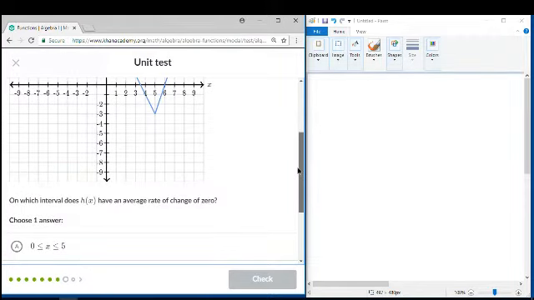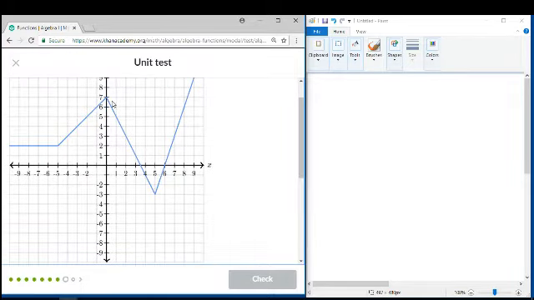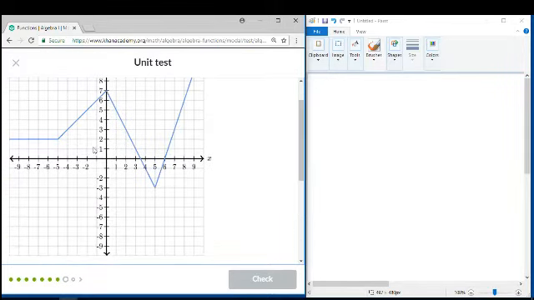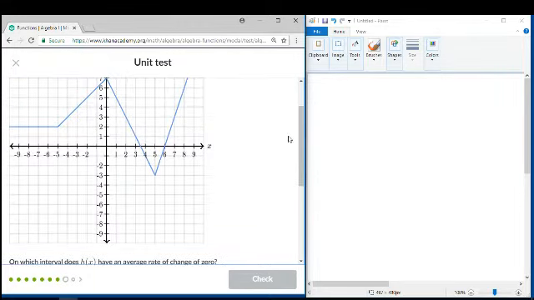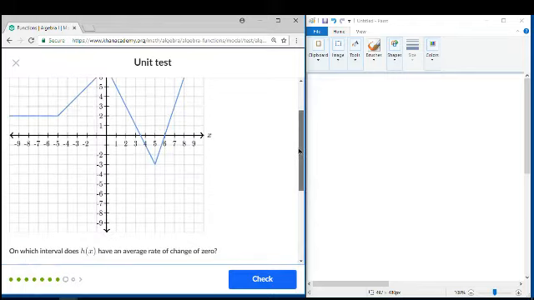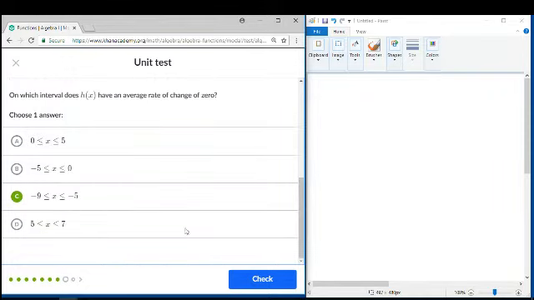On which interval does h of x have an average rate of change of 0? From 0 to 5, it decreases. From -5 to 0, it increases. From -9 to -5, there's no change, horizontal line. And from 5 to 7, an increase. So the only answer choice is answer choice C.